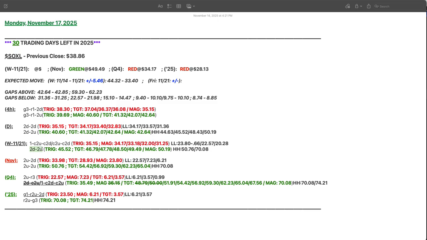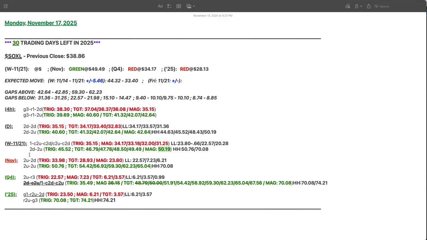Now, if we do get that push to the upside and we get the 2 down, 2 up reversal that triggers at 45.52, the magnitude is 50.19. But again, we talked about the 1 hour downtrend, the 4 hour downtrend, the daily downtrend. We got to fight against those and the levels of resistance that we've talked about above. So we do have some intermediate targets on the way up to that 50.19 magnitude.